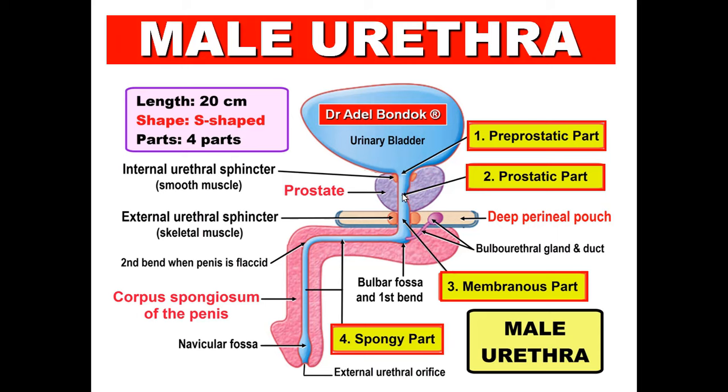Prostatic part is inside the prostate. It is the widest part, and it receives the opening of the prostatic utricle and two ejaculatory ducts. Then the membranous part lies in the deep perineal pouch and is surrounded by the external urethral sphincter. The membranous part is the narrowest part. Then the spongy part is in the bulb of the penis and in the corpus spongiosum. It has two dilatations, the bulbar fossa and the navicular fossa, and it receives the opening of the bulbourethral gland.